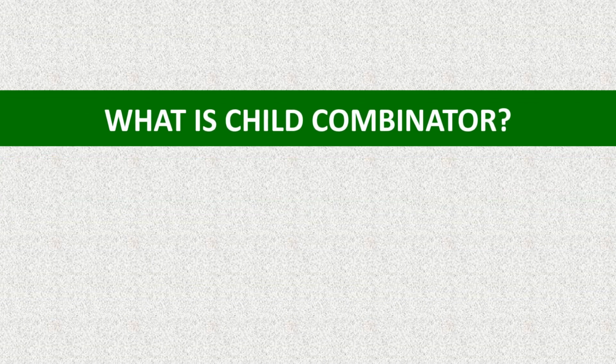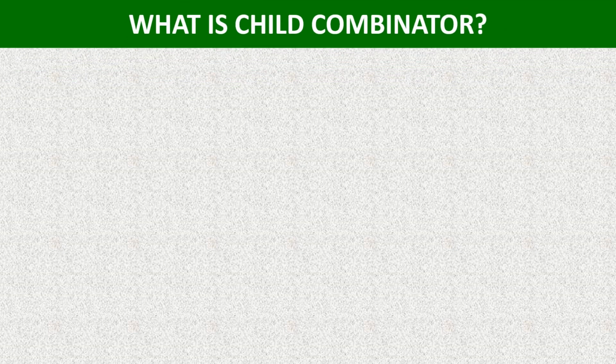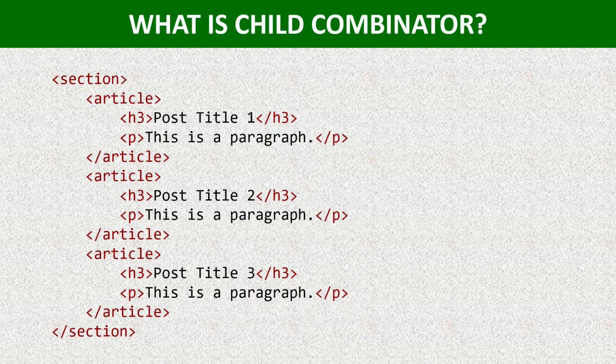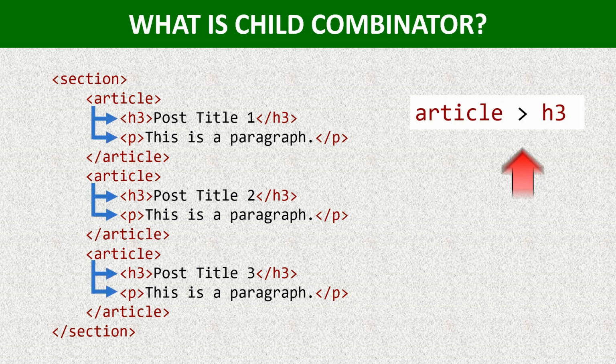What is child combinator? Imagine a family tree. The parent element is the top branch, and the child elements are its direct offspring. The child combinator in CSS works similarly. It allows you to target only those elements that are directly nested within another element. It is denoted by the greater than symbol. Here is the syntax of the child combinator.